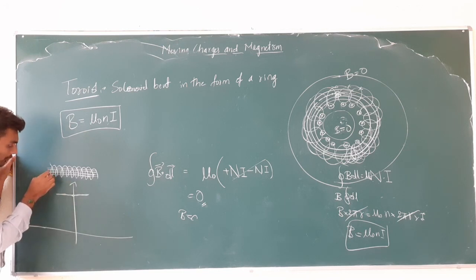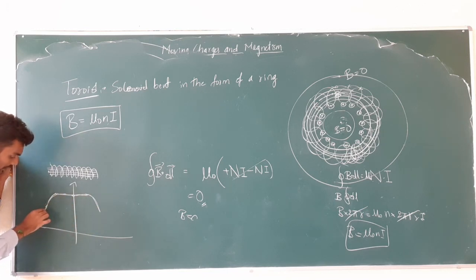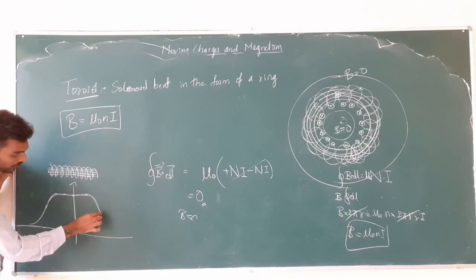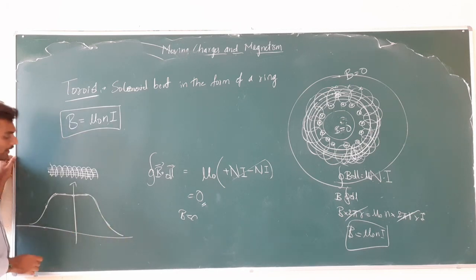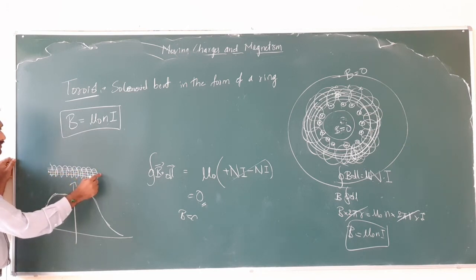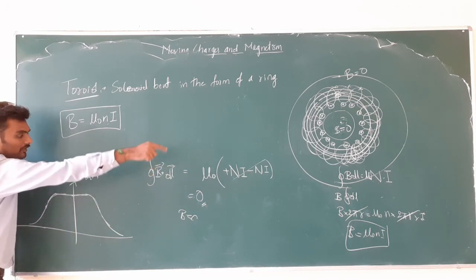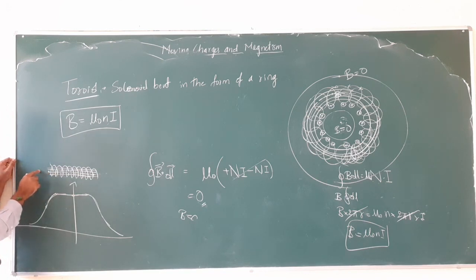But as soon as I approach the end of the solenoid, it decreases. It decreases to half of its value, and then moving ahead, it decreases more and more, moving away from the solenoid. Here the magnetic field is weaker compared to inside, still weaker, and at infinity it is 0.